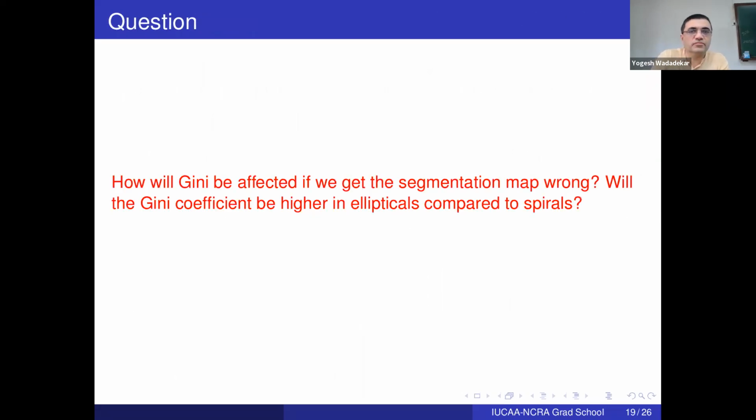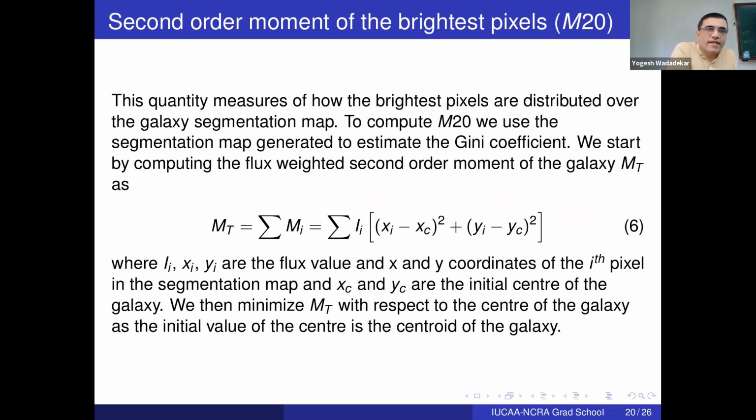And so where will there be more? Let's not worry about the actual value. Which will have more equality, ellipticals or spirals? Ellipticals will have more equality, right? So the Gini coefficient will indicate a more equal distribution when you look at elliptical galaxies.